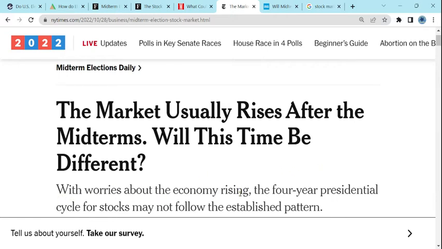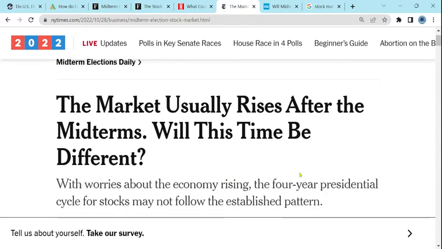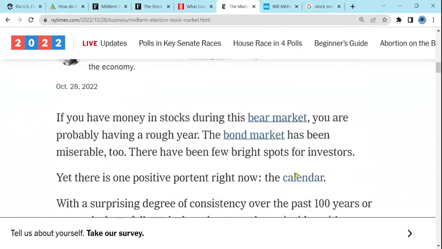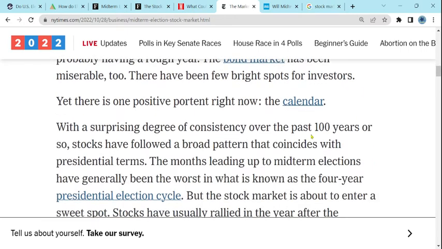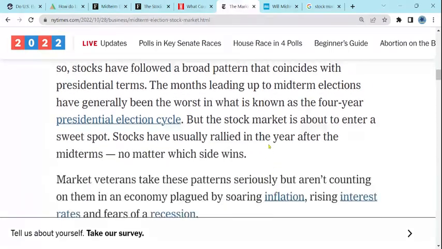So they say with worries about the economy rising, the 4-year presidential cycle for stocks may not follow the established pattern. If you have money in the stocks during this bear market, you're probably having a rough year. The bond market's been miserable too. There's a surprising degree of consistency over the past 100 years or so. Stocks have followed a broad pattern that coincides with presidential terms. The months leading up to midterm elections have generally been the worst in what's known as the 4-year presidential election cycle, but the stock market is about to enter a sweet spot. Stocks have usually rallied in the year after the midterms, no matter which side wins.